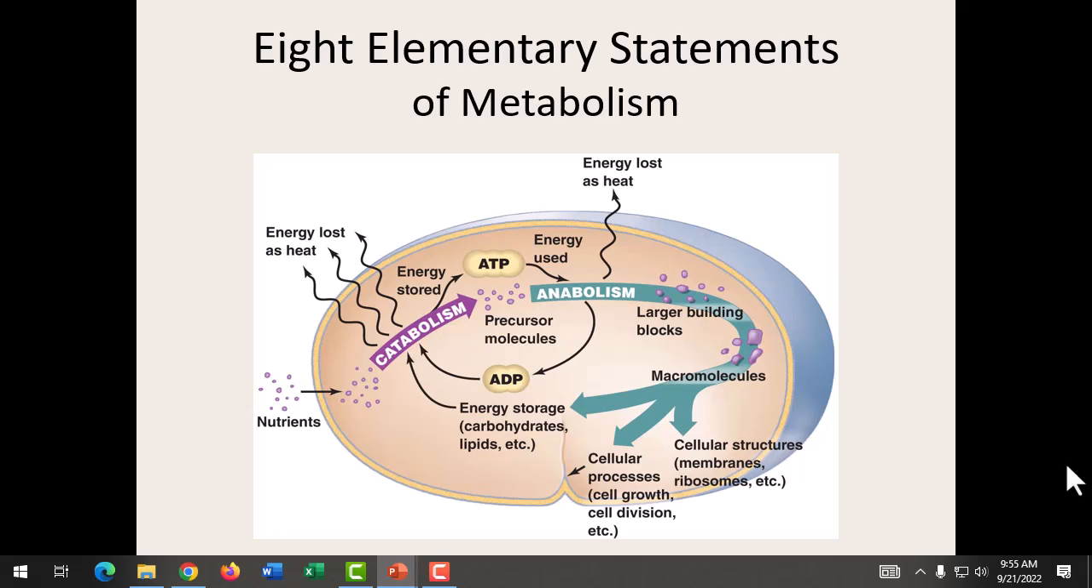Now, there are 8 elementary statements of metabolism. So I'm going to have like my 1, 2, 3, 4, 5, 6, 7, 8. Just a couple of notes, and then puts them on top of my little diagram. 1, that all organisms require nutrients. Nothing's going to live if it doesn't have nutrients. So all organisms, if this is one big old cell, requires nutrients.